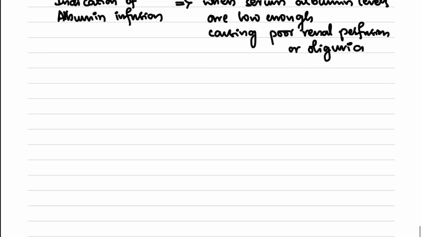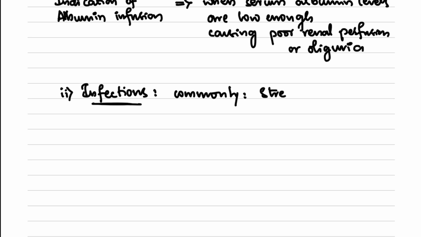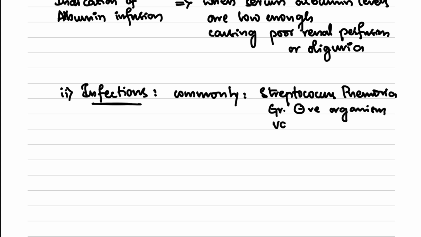So the second complication that we are discussing is that the patient can have infections. Why infections? Because the patient is losing immunoglobulins through the urine. This infection is commonly due to Streptococcus pneumoniae, as well as some of the gram-negative organisms, as well as varicella. For varicella, we'll usually give acyclovir for 7 days.